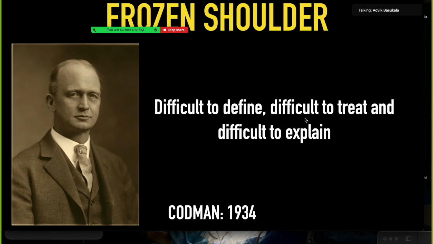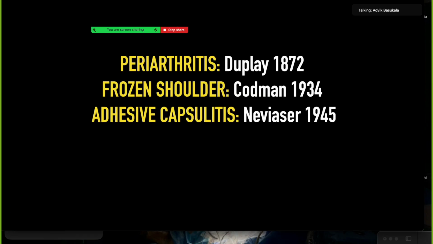So Codman in 1934 described this particular condition as difficult to define, difficult to treat, and difficult to explain. That was 1934, this is 2025, and this still holds true. Still today, it is difficult to define, difficult to treat, and difficult to explain. Many people have described this condition variously.